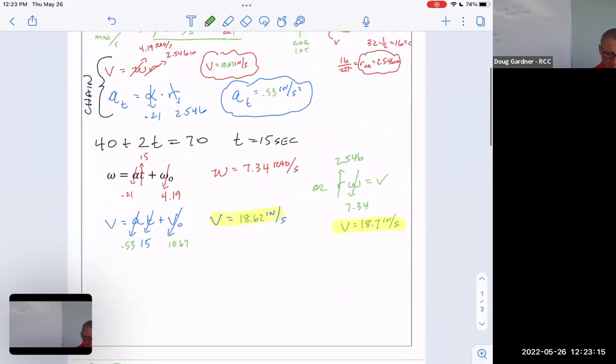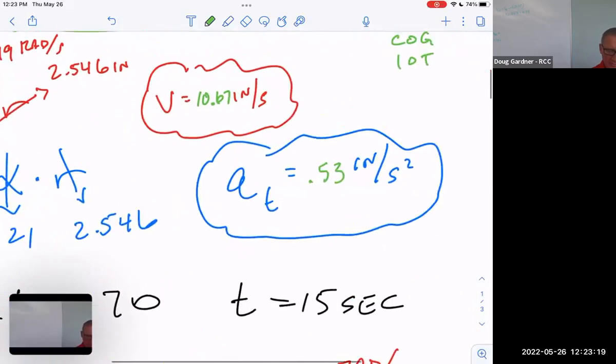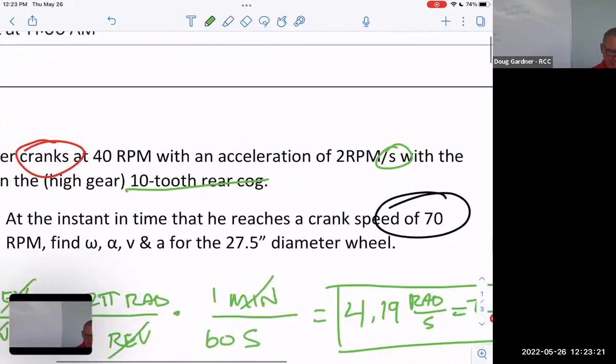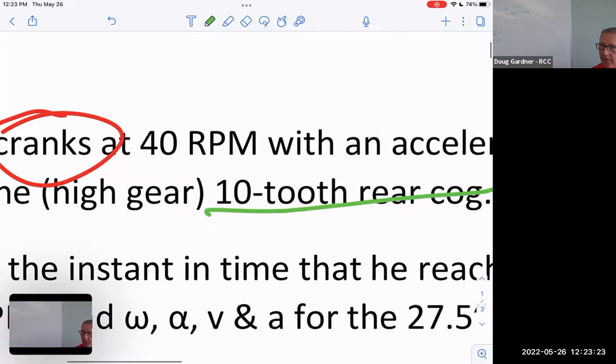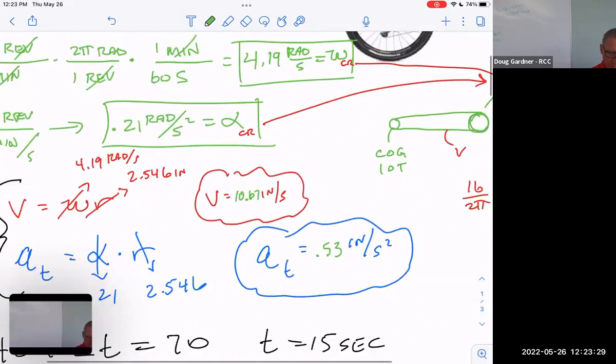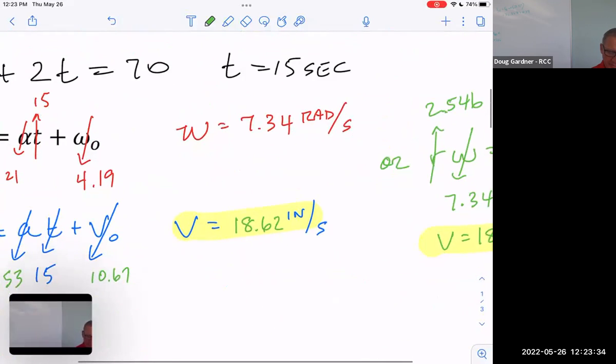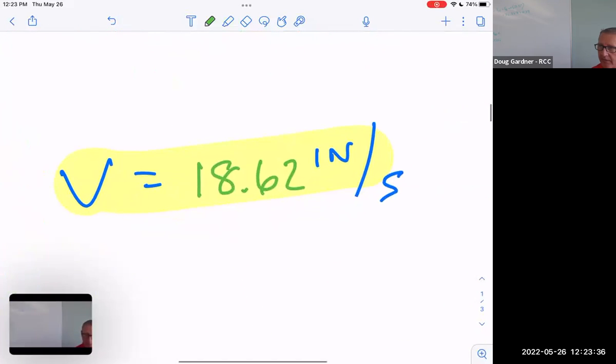But what was the velocity of this round? This was the 10.67 was the velocity of the chain when he was cranking at 40. Okay. And then after he got to 70, then everything was increased. And so good question. So he was going 10.67 when he was at 40, but then by the time he got up to 70, then it went up to 18.6. Got it? That's a good question.